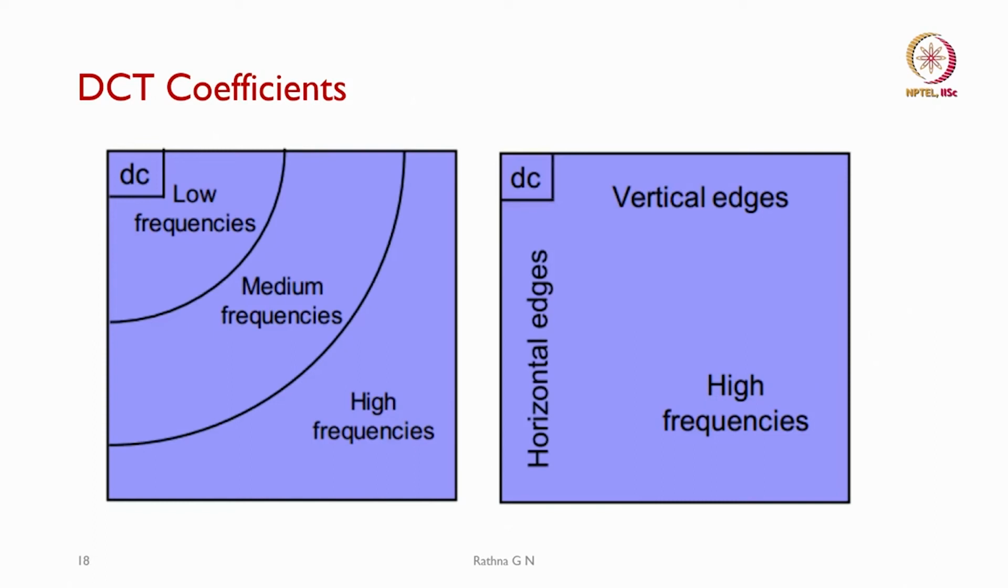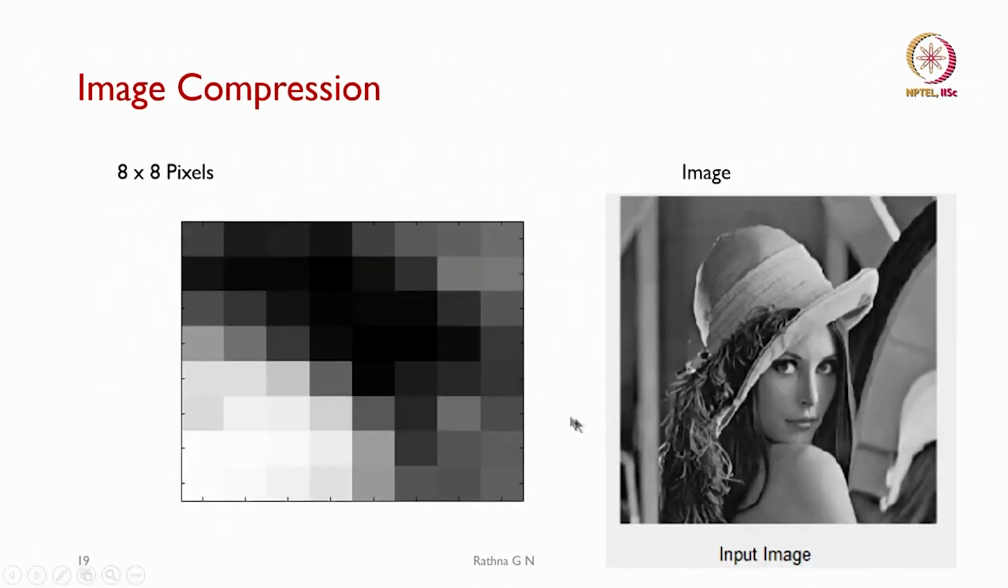And then when we are looking at edges, we want to put them in the frequency domain, that is in the DCT coefficients. So, we will have the DCT, and the vertical edges are represented in the horizontal coefficients, whereas the horizontal edges are represented column-wise, and all these are high frequencies. So, coming to image compression, you will see that it is 8 by 8 pixels.